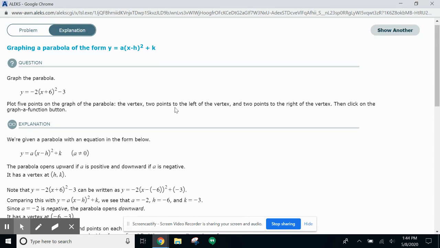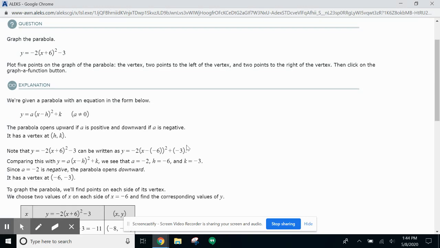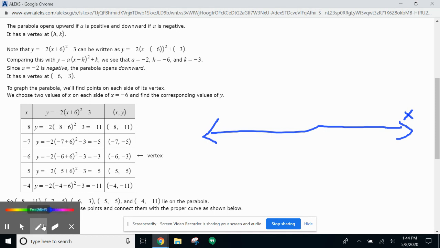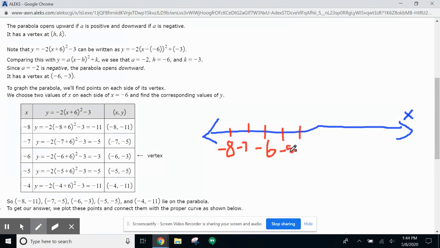But they want us to find 2 points on the left and 2 points on the right of our vertex. So if I think of a number line, or the x-axis, and I had something at -6, I'd have to pick something to the right and something to the left. Well, if I just pick the next two numbers, like -7 and -8, those are on the left. And if I pick two numbers to the right, like -5 and -4, those will be on the right.